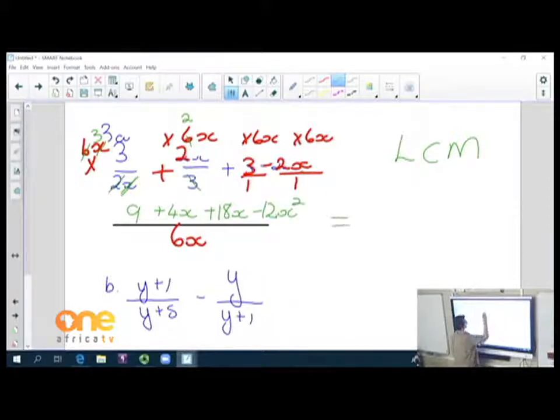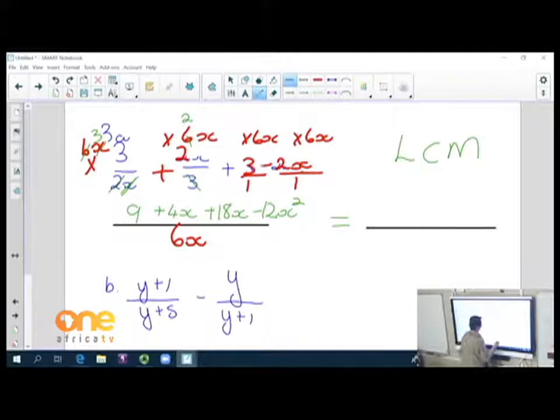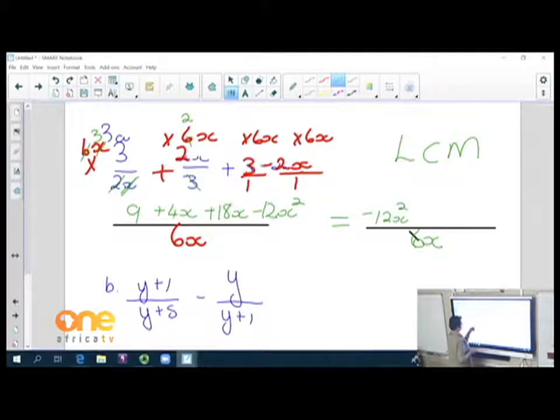which is then equal to, so this is still my LCM of 6x, and at the top I have now negative 12x squared, plus 22x plus 9. There's your final answer. You cannot cancel x's now, only if it is multiplication.